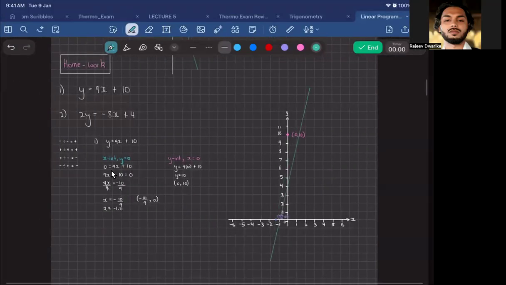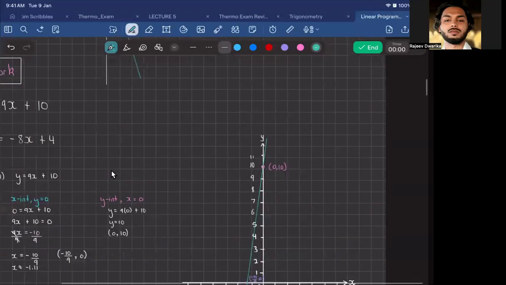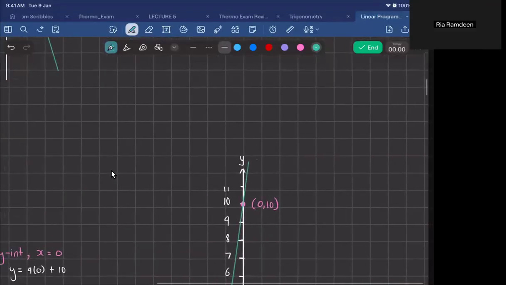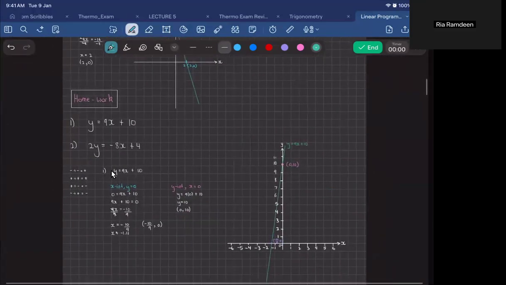Were you all able to get this graph correct? Let me know, guys. Yes, sir. Say no more. So you could check my attempt for the second question. I sent it to you. Let's see.